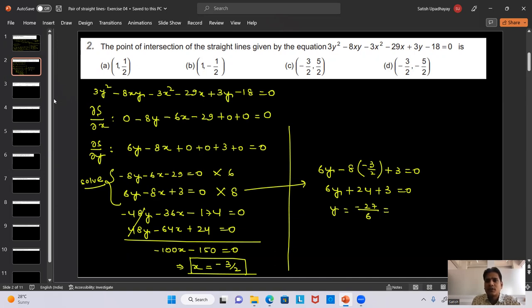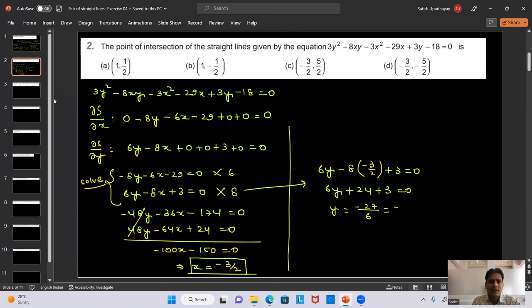That is nothing but minus 9 upon 2. Is it okay? But whether I have done any mistake, because minus 9 by 2, I'm not able to see in any of the options. X is there, minus 3 by 2. Okay, so 6y minus 8x.